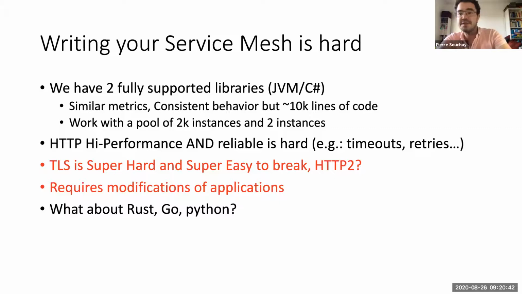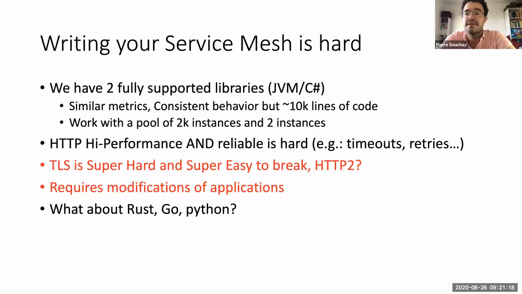So the first thing to understand is that writing your own service mesh is quite hard. We have to support libraries in 2 languages: for the JVM, so Java, Scala, and so on, as well as C#. We have to be consistent, so it's a lot of work just to get the metrics consistent and to have similar behavior. It's around 10 kilo lines of code just to get that, and very sensitive code.